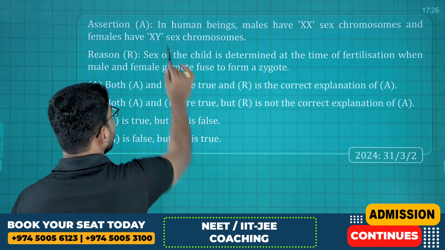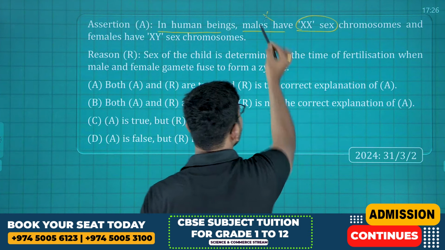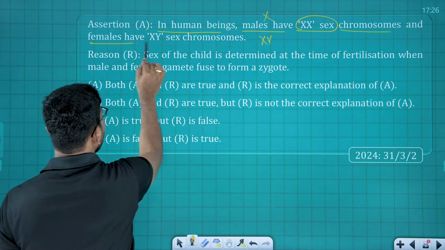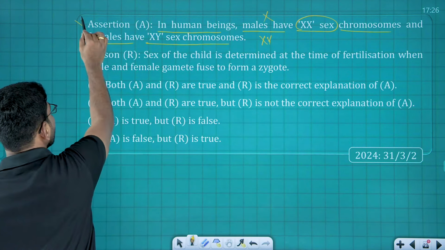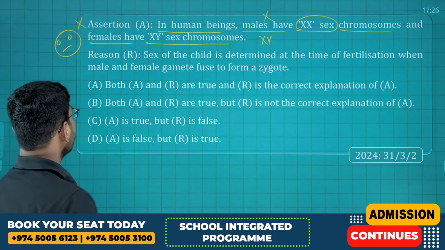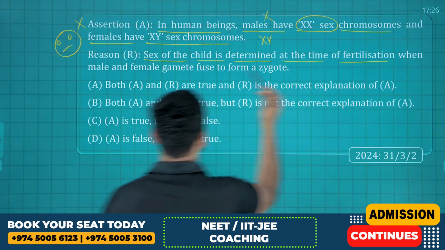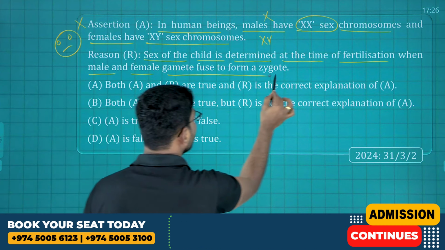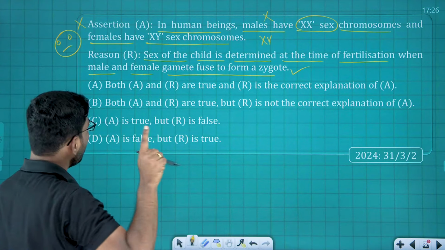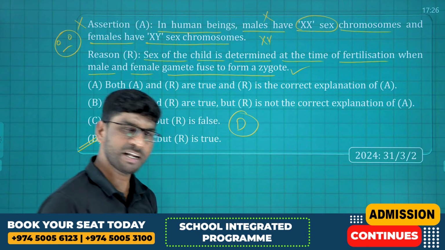In human beings, male have XX chromosome. No. A male's XY, and female have XX sex chromosome. Absolutely wrong. This assertion is what? Tell me, wrong. Come to the reason. Sex of child is determined at the time of fertilization when male-female gametes are fused. Absolutely correct. So the right answer is what? Assertion false and reason true. Option D is the correct answer. Simple question it is. Very simple.